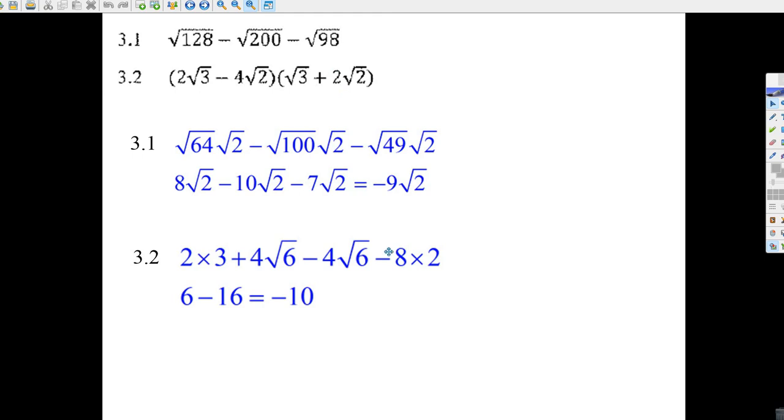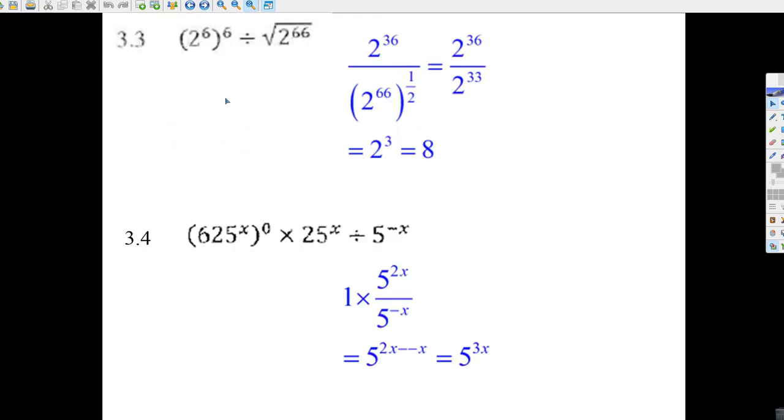Minus 4 times 2 is minus 8. Root 2 times root 2, there it is again, 2. So you've got 6 in the front, minus 16 in the back, the fourth product. 6 minus 16 is minus 10. Now question 3.3 is an exponential question.